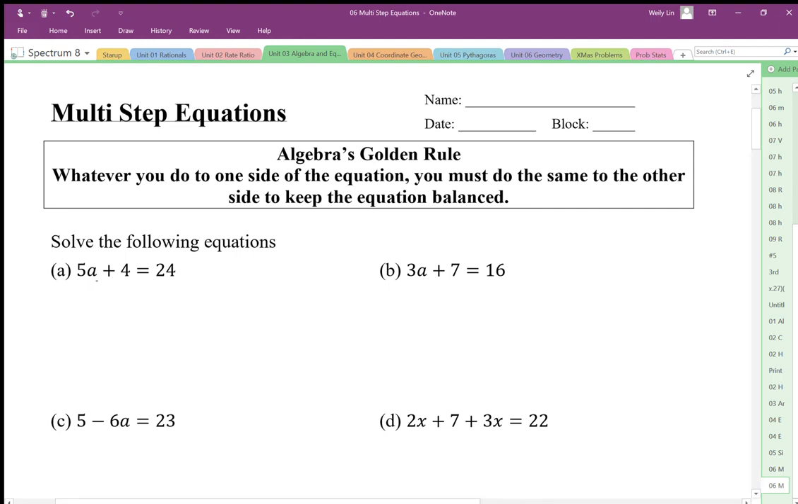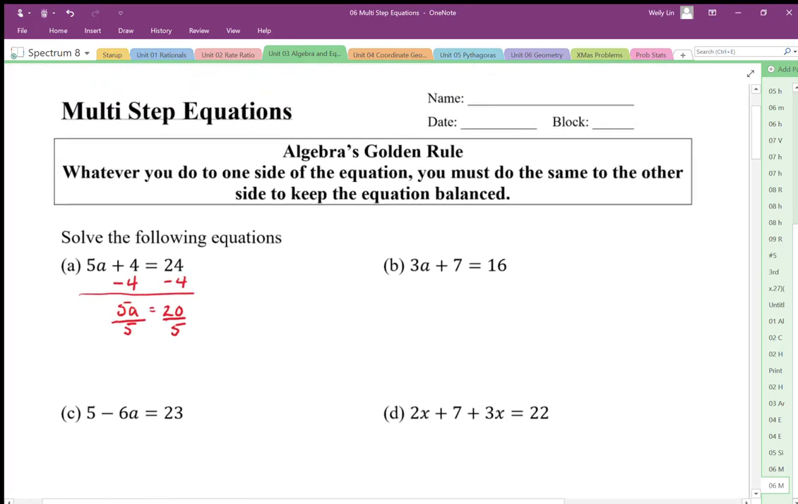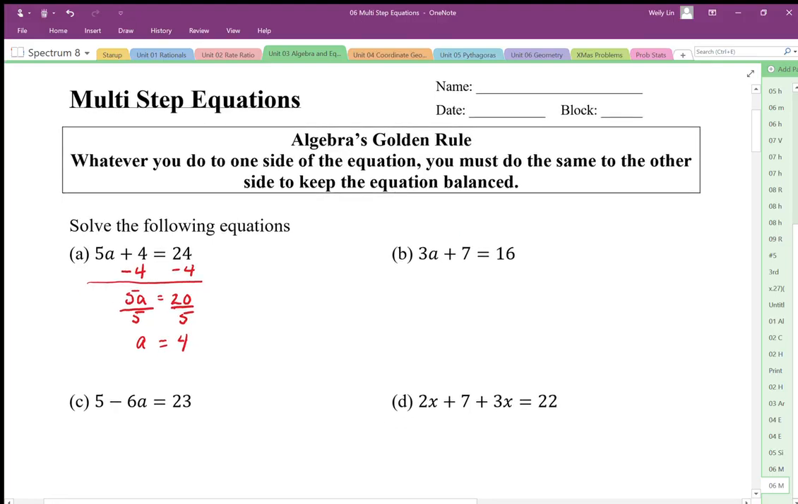So here, I want to solve for a. I need to get rid of the plus 4, so I'm going to subtract 4. So there's my opposites, there's my balance. So I'm going to show that I have 5a equals 20. I need to undo the times 5 with the divide 5. So there's my opposite. There's my balance. And then solving for a, I end up with a equals 4. So there's my solution. I can always check by substituting in: 5 times 4 plus 4 is 24. That's correct.